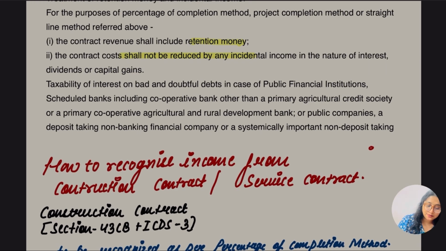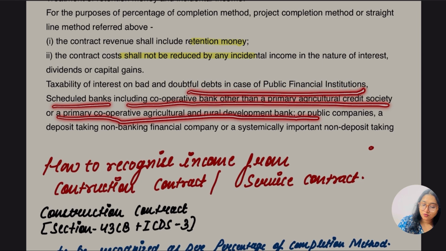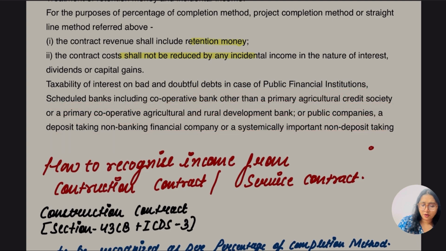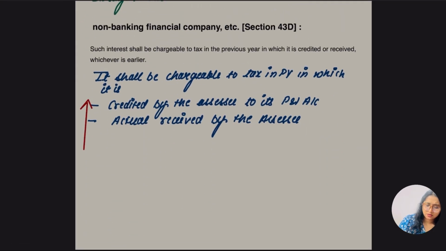Taxability of interest on bad and doubtful debt in case of a public financial institution, scheduled bank, cooperative bank other than the primary agriculture credit society or the primary cooperative agriculture and rural development bank, or a public company, and deposit taking non-banking financial company or systemically important non-deposit taking. So far I hope this part was cleared.